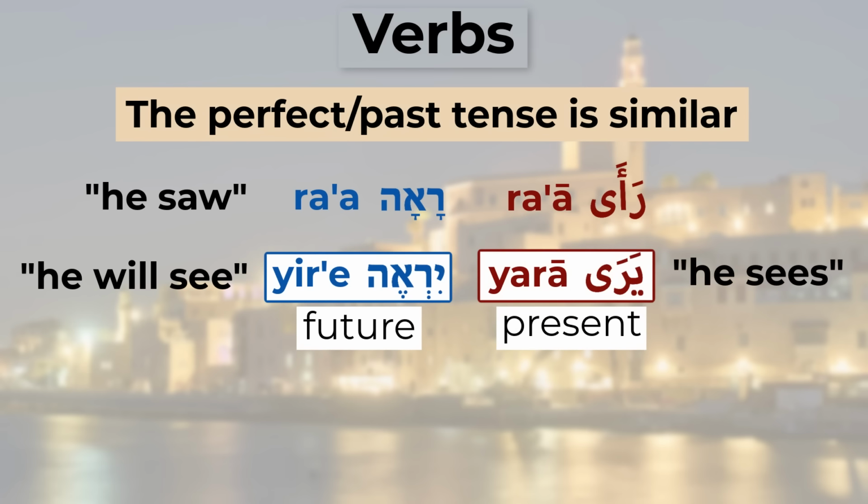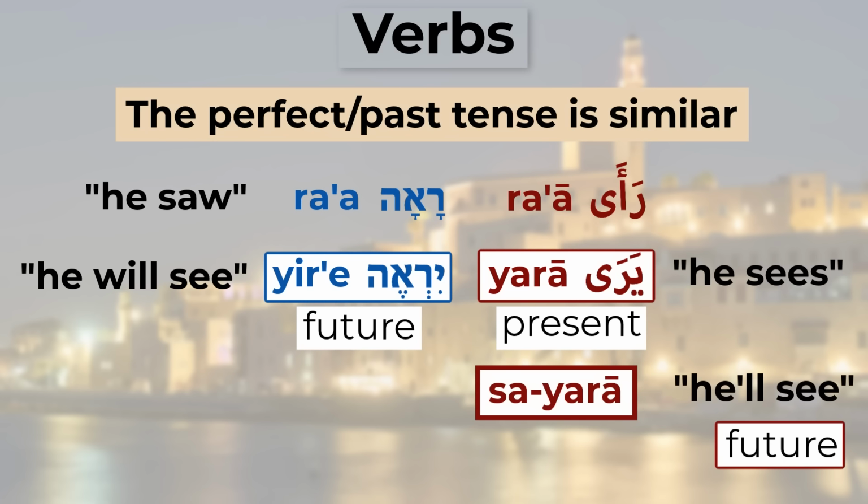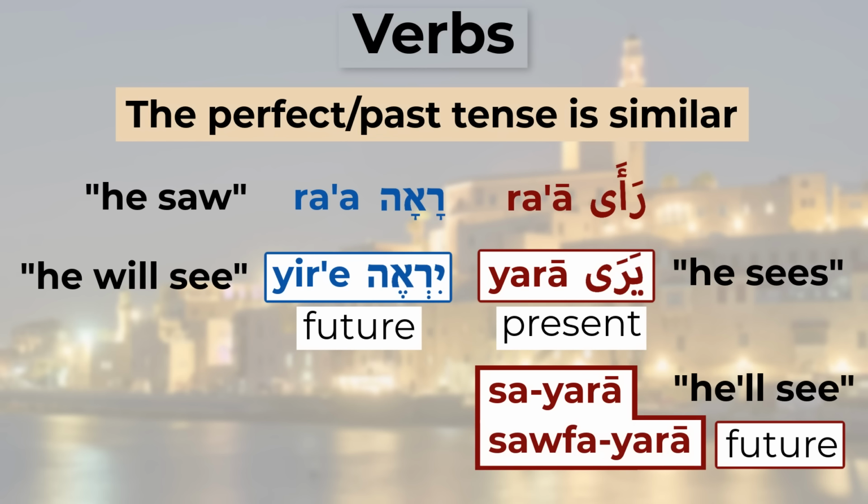In Arabic, the equivalent verb form, yara, is normally the present tense, not future. To make it future, you add a prefix, sa, or a future preverb, sawfa, sawfa yara. That's in modern standard Arabic, or literary Arabic.